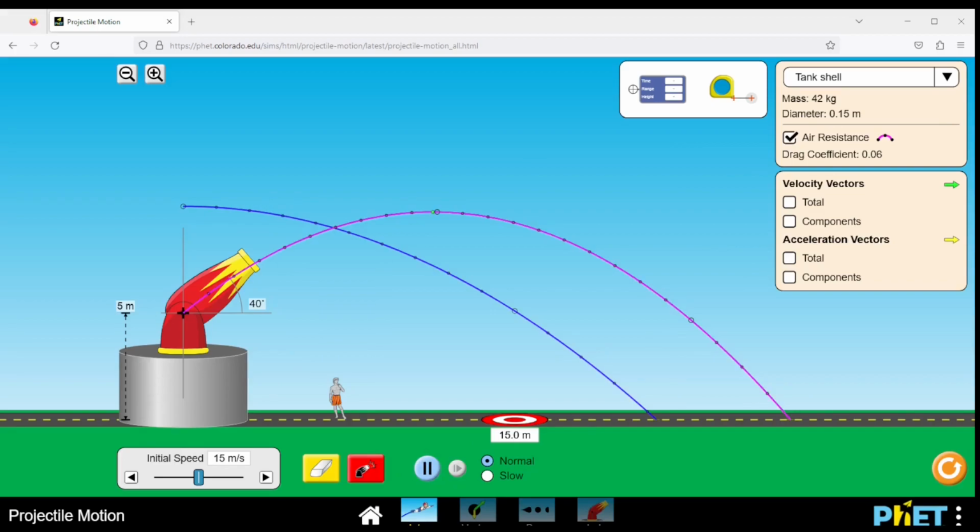So not only does it simplify the equations, it just makes good sense to ignore air resistance, especially for an aerodynamic object like a tank shell, or even for not so aerodynamic objects at low velocities.